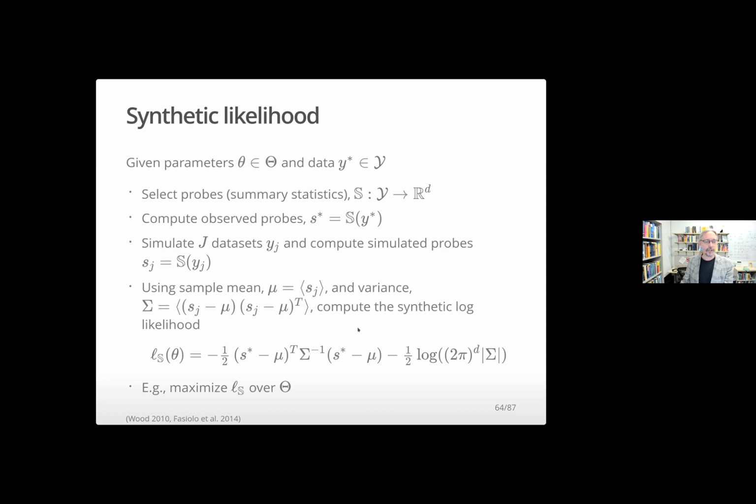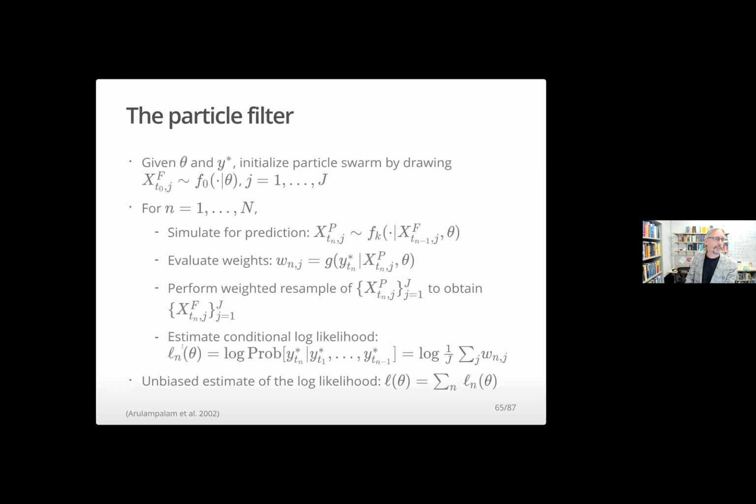Here, this is based upon a normal assumption, assuming that the distribution of these statistics is normally distributed, but you can vary that assumption quite easily. And through simulation, you can compute this synthetic likelihood. The objective then would be to maximize the synthetic likelihood over the values of theta, or perform Bayesian inference using the synthetic likelihood as the driver there.